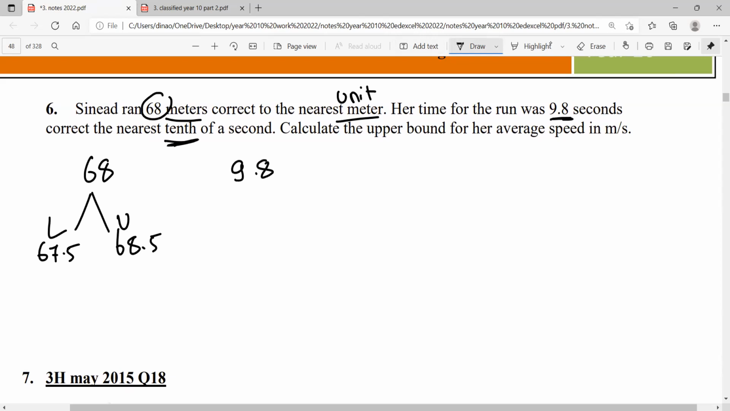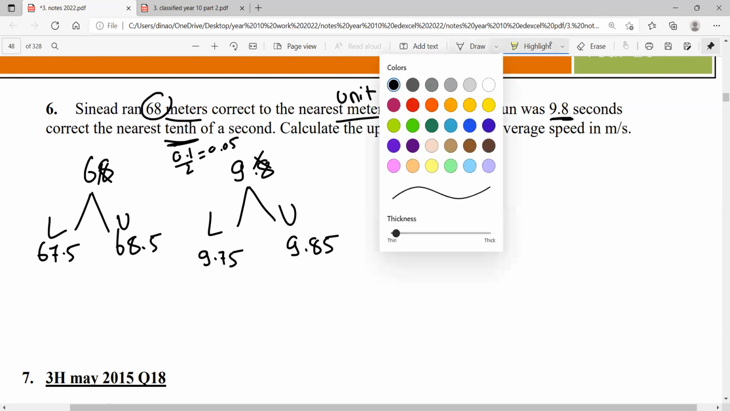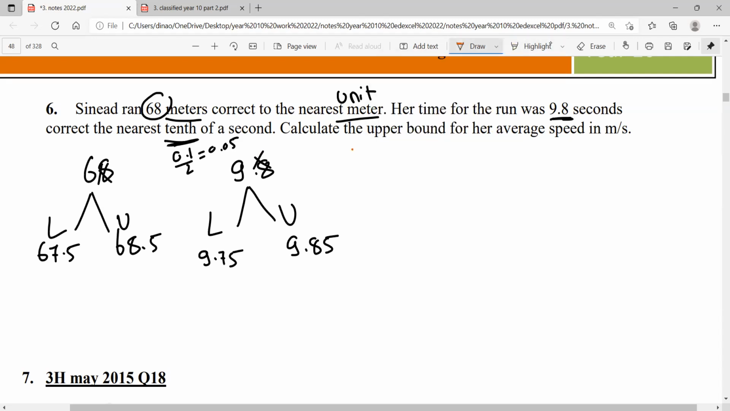So I need to find the bounds of the time. Since it says tenth, it's clear, it's 0.1 divided by 2, 0.05, add, subtract. So the upper time is 9.85 and the lower time is 9.75. And that's it, I don't use the originals anymore. Calculate the upper bound of the speed. Now this question is nice. Why? Because it says upper bound. It will always say whether it's upper bound or lower bound. It's nice because of this.